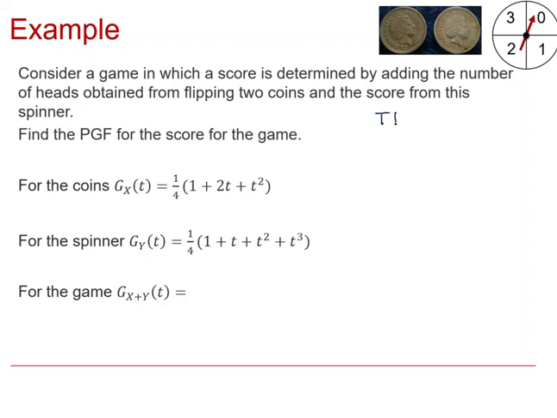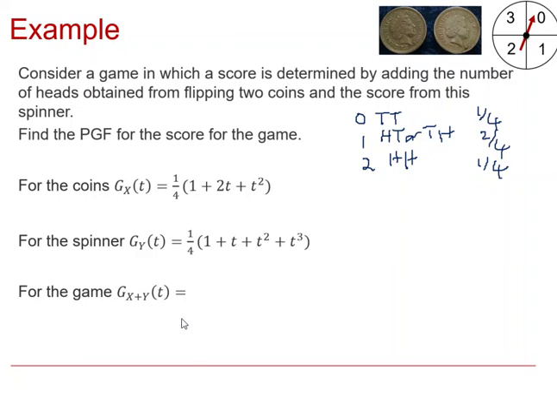And I think it's fairly clear that the outcomes possible for the number of heads would be either 0, 1 or 2, with probabilities a quarter, 2/4, a quarter. And so we can obtain the generating function for the random variable x for the coins as a quarter multiplied by t to the 0, 2/4 multiplied by t to the 1, and 1/4 multiplied by t squared.